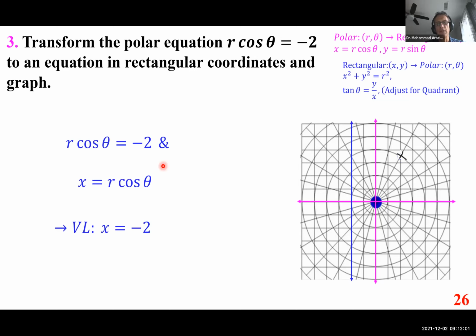And that's the final answer. X equals negative 2. Again, as you can see, this is negative 1, negative 2 along the x-axis. So you go 2 units to the left and draw a vertical line. Again, this point, the x-intercept, is located at negative 2, 0. Let's make a note of it.